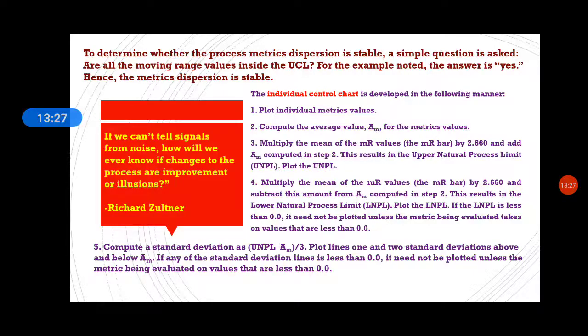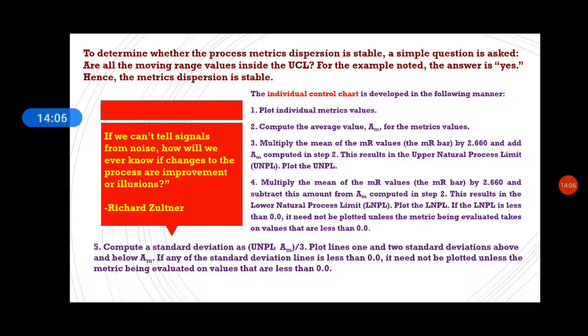The next step is to compute a standard deviation as UNPL minus the average value AM for the metric values, divided by 3. Plot lines 1 and 2 standard deviations above and below AM. If any of the standard deviation lines is less than 0.0, it need not be plotted unless the metric being evaluated takes on values that are less than 0.0.